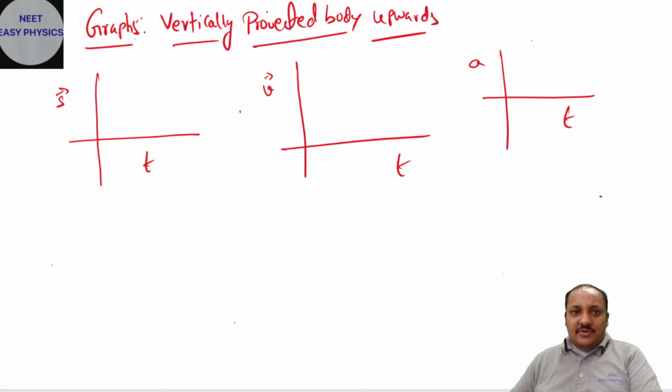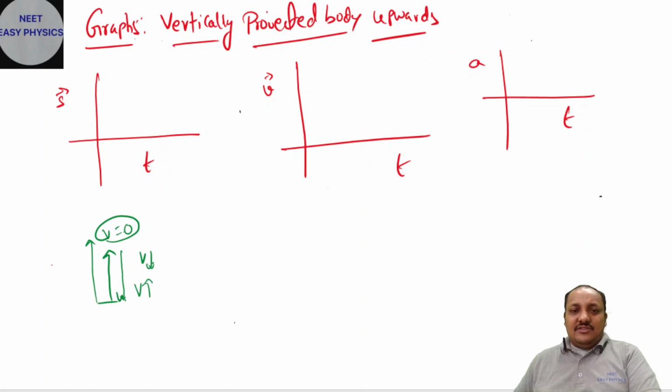So for a vertically projected body, definitely there should be an initial velocity. When it reaches the top, its velocity is going to become zero. The final velocity is going to be zero. Again, it will be coming downwards from there, and again velocity is going to increase. So first, if it is moving upwards, velocity decreases. Correct? Whenever it is coming downwards, velocity increases. So your graph also should come like that.